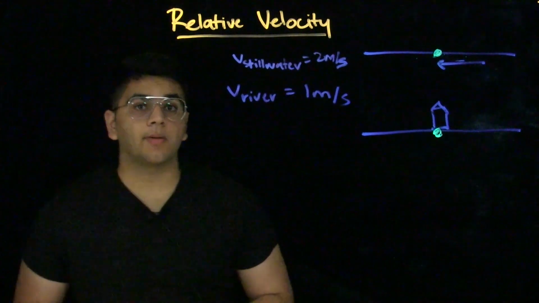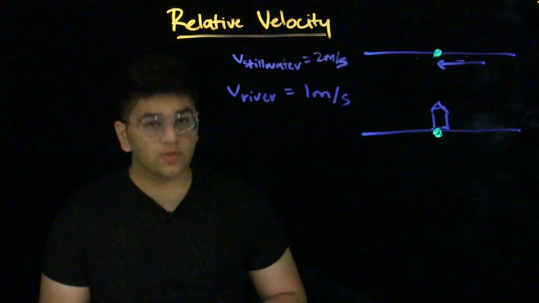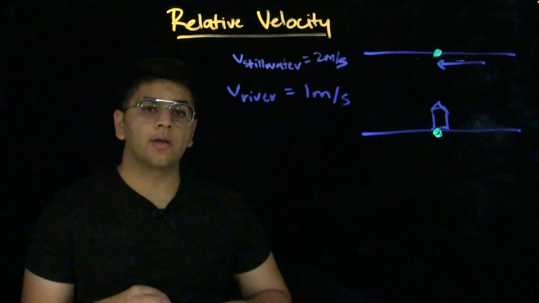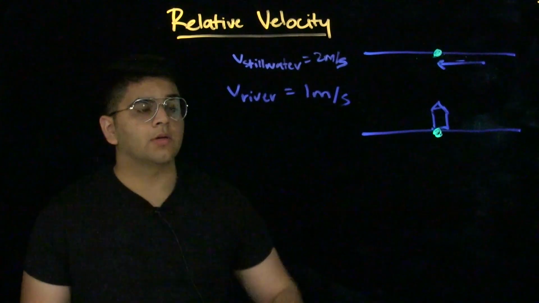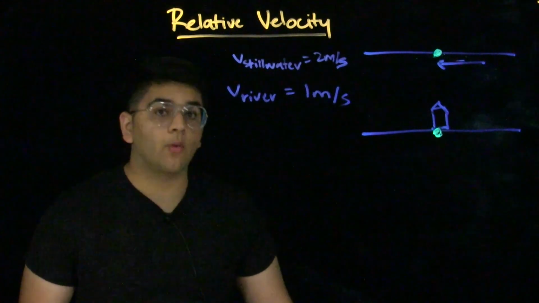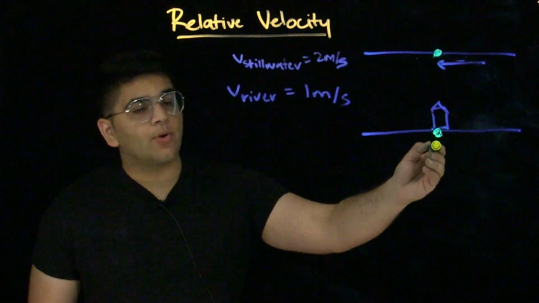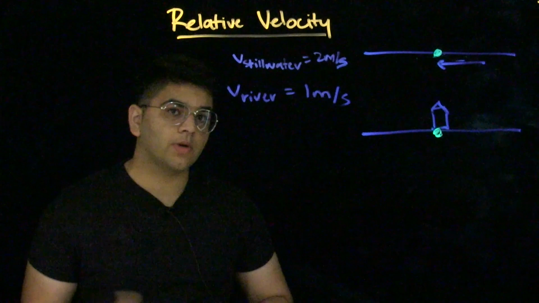Now let's look at this example problem. Let's say in still water, this boat is able to move around at 2 meters per second. And that's its maximum velocity. Let's say this boat is then put into a river and is trying to cross the river to get to the other side. Now we want to make sure that the boat reaches the same point it starts at straight across the river. How can we accomplish this?